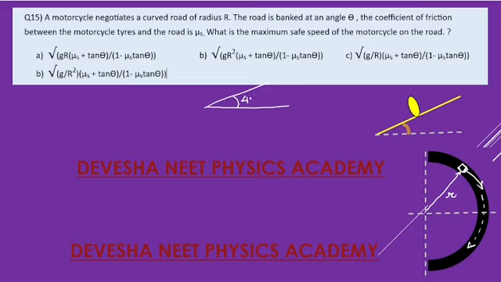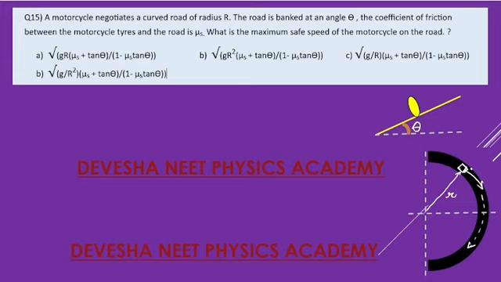The angle is theta here. The angle is not given numerically, so the angle is theta. And it's also given that there is a coefficient of friction between the tire and the road.